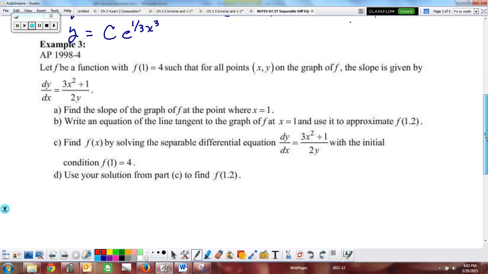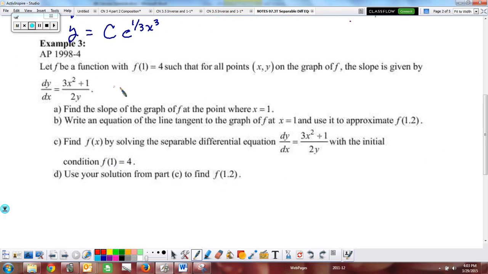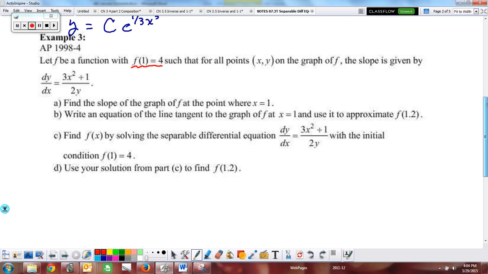All right, here's another example. This was from an actual AP test, and you'll start to see that these are fairly standard when you're looking at it. You've got a function f. They're giving you a point on the function. The slope is given here, and we see that this is an implicit form of the slope. So let's just go through this and see what they're asking us to do.